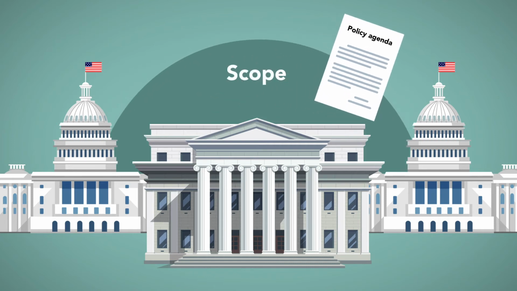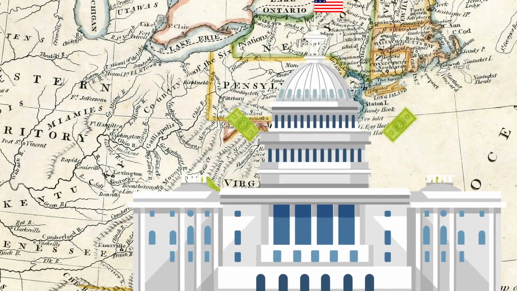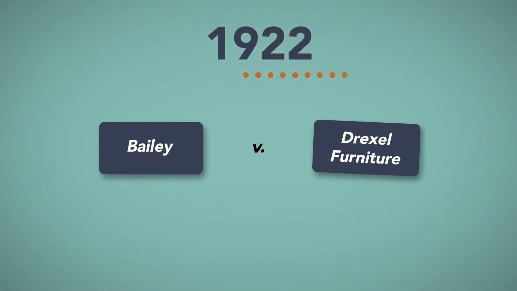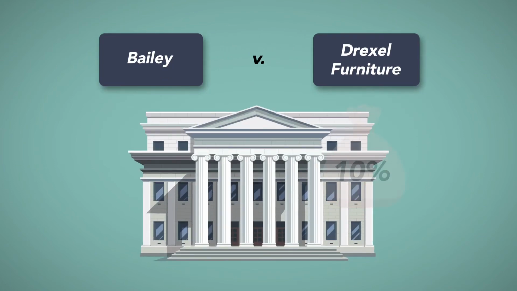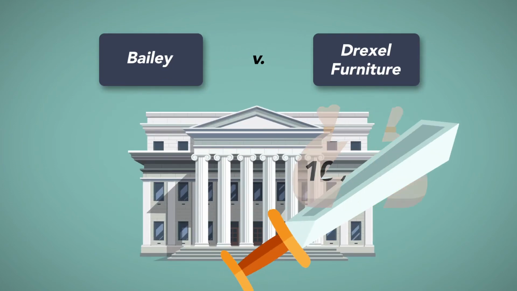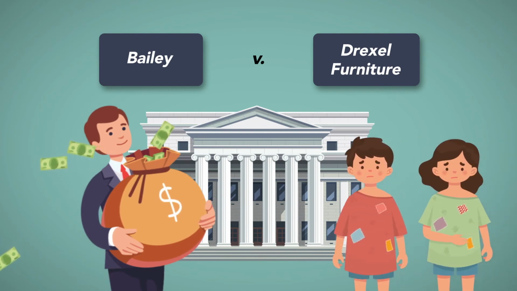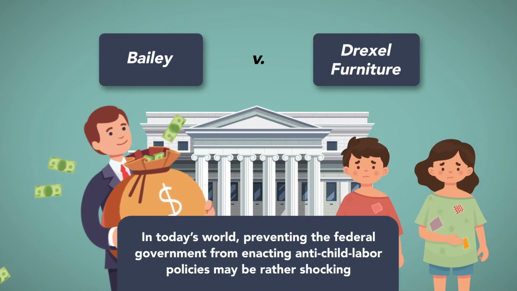Early in American history, federal tax powers were tightly restricted. However, modern reform has changed this substantially. Consider the 1922 case, Bailey v. Drexel Furniture, in which the Supreme Court struck down a 10% federal tax on the profits collected by employers who knowingly use child labor. In today's world, preventing the federal government from enacting anti-child labor policies may be rather shocking.